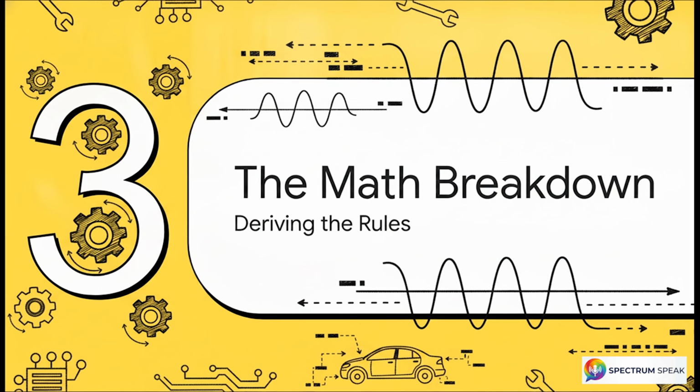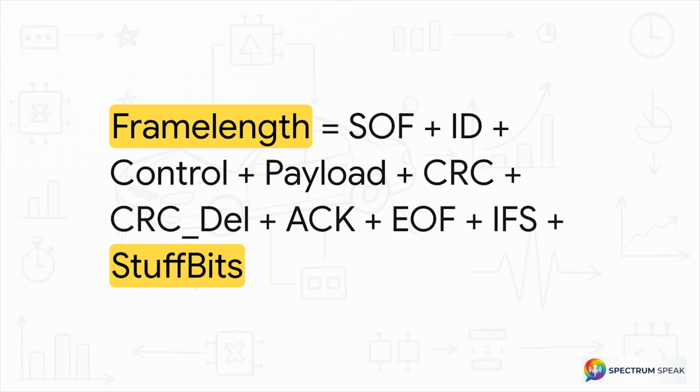Section 3, the math breakdown. It's time to derive the rules. Now, because the number of stuff bits depends entirely on the random arrangement of ones and zeros in the payload, we can never know exactly how long an arbitrary frame is going to be ahead of time. So we have to systematically derive the absolute worst-case scenario. Check out equation 4.1 from our source text. This is the atomic breakdown of a CAN frame.